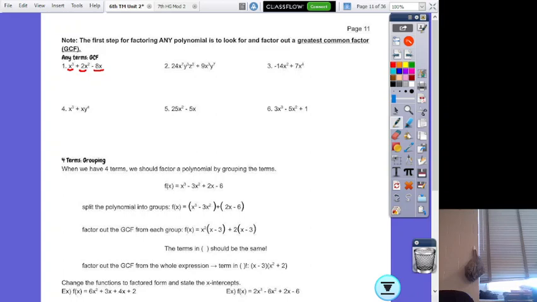Okay, if you want to break it down, this is real chicken scratch here for Briar. But if you want to break it down, and you don't have to write this, x cubed is x times x times x. 2x squared is 2 times x times x. And negative 8x would be a negative 1 times 2 times 2 times 2 times x. That's how you would break those down.